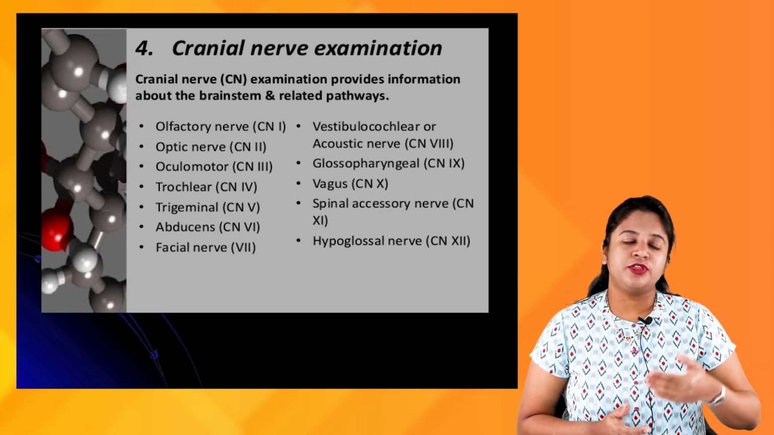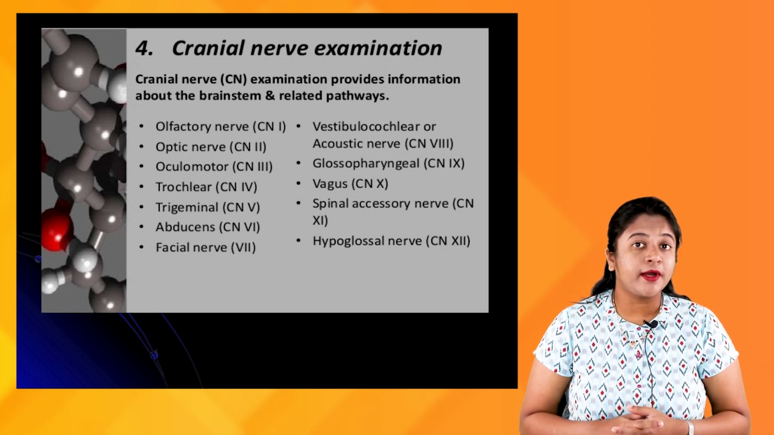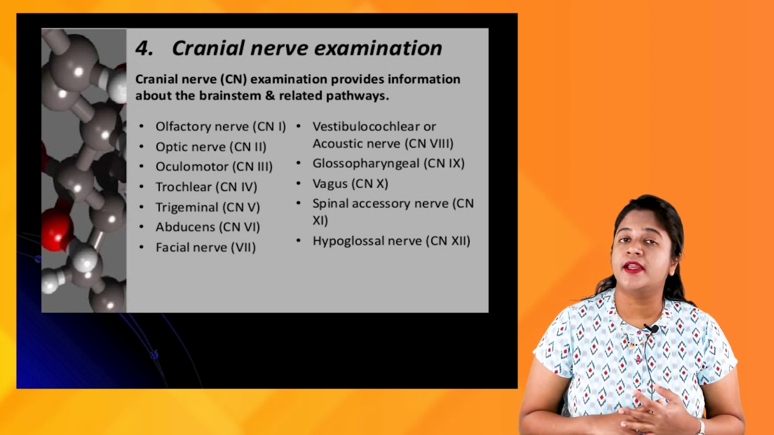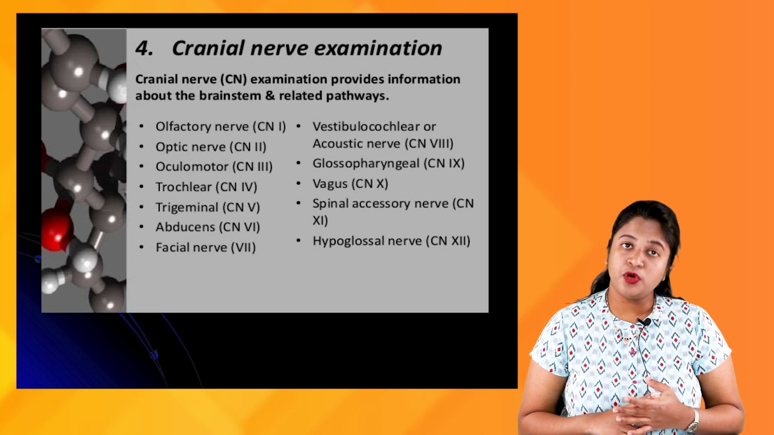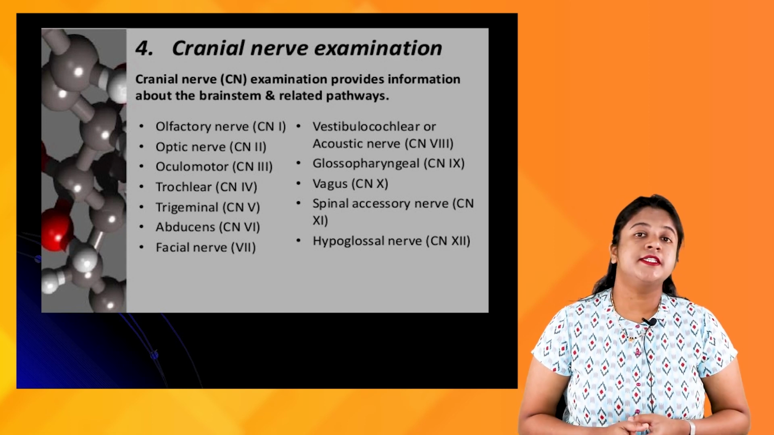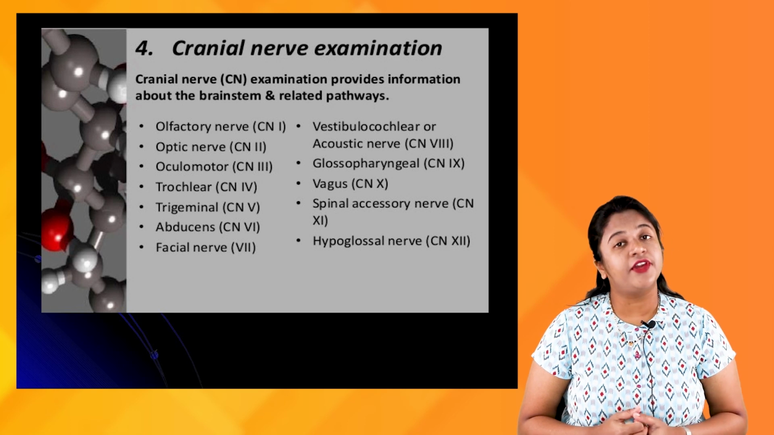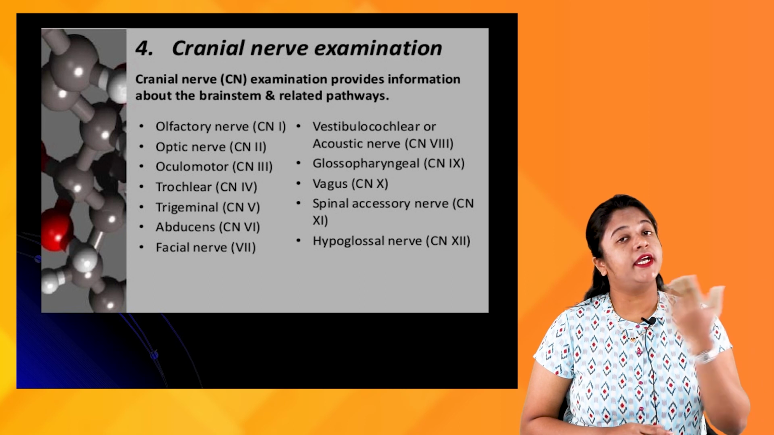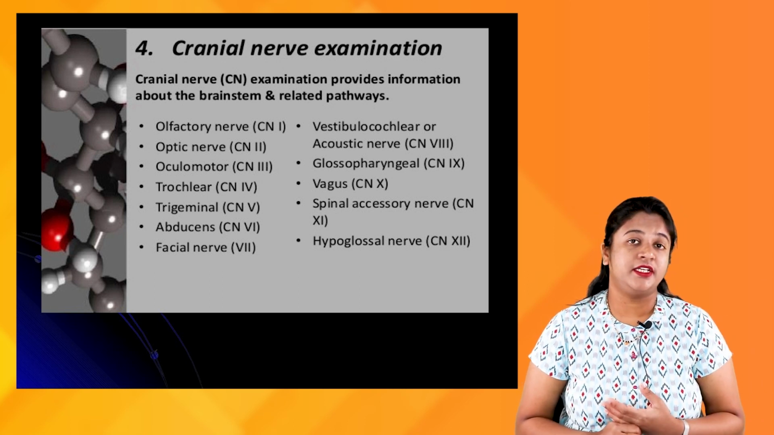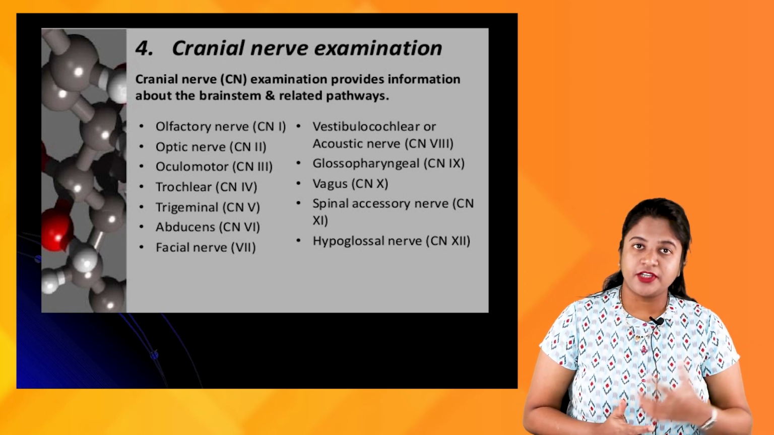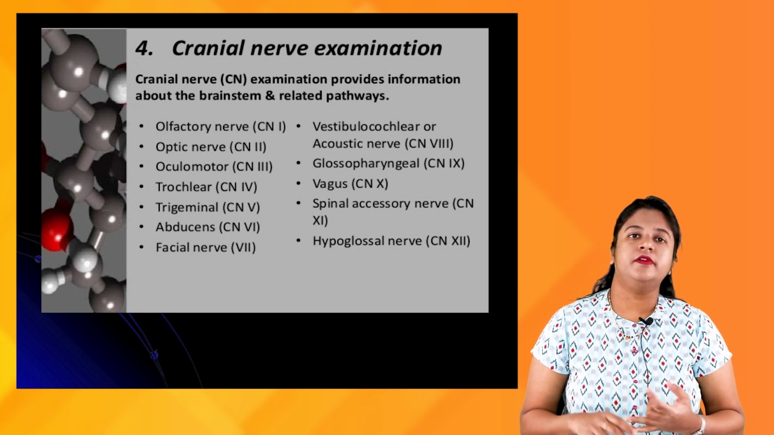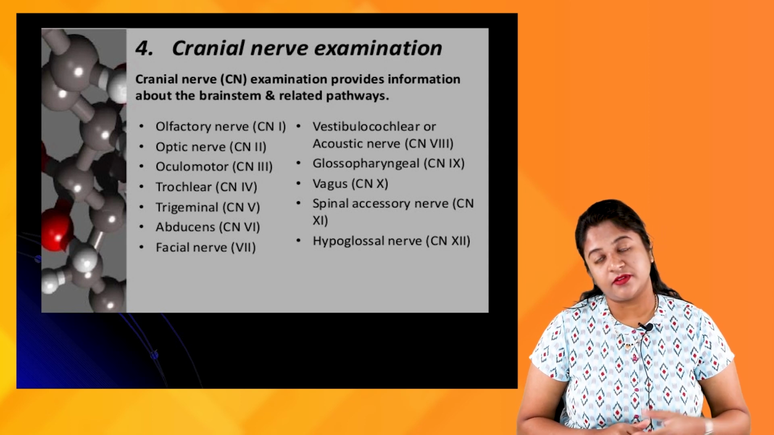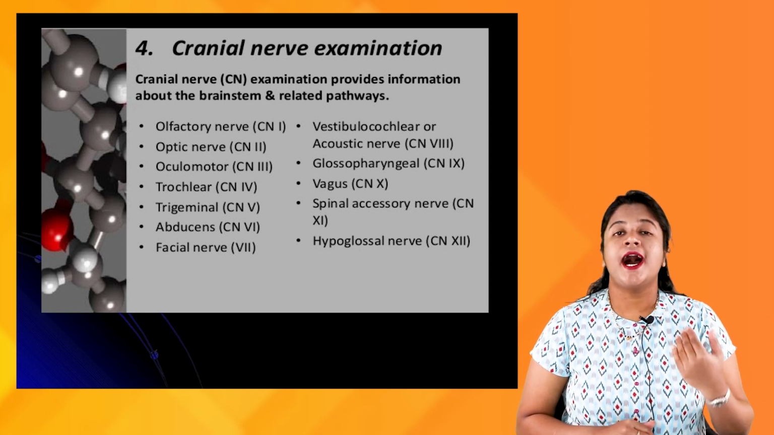So, we have 12 cranial nerves. The first one is the olfactory nerve. The second cranial nerve is the optic nerve. The third one is the oculomotor nerve. The fourth one is the trochlear. Fifth is the trigeminal nerve. The sixth cranial nerve is the abducens. The seventh cranial nerve is the facial nerve. The eighth cranial nerve is the vestibulocochlear nerve or acoustic nerve. The ninth cranial nerve is the glossopharyngeal nerve. The 10th one is the vagus nerve. The 11th one is the spinal accessory nerve. And the 12th nerve is the hypoglossal nerve.